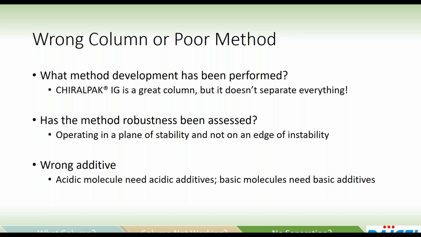We need to address. Maybe you're using the wrong additive. Acidic molecules, as I pointed out in the previous section, require acidic additives like TFA or acetic acid. Basic molecules need basic additives like TEA or DEA, but just because TFA, for instance, is our go-to for acidic molecules doesn't mean that it's always going to give you the best peak shape. There might need to be some optimization that can take place there, which I do have an example of what that looks like. It might be that it's just the wrong additive that you're using.